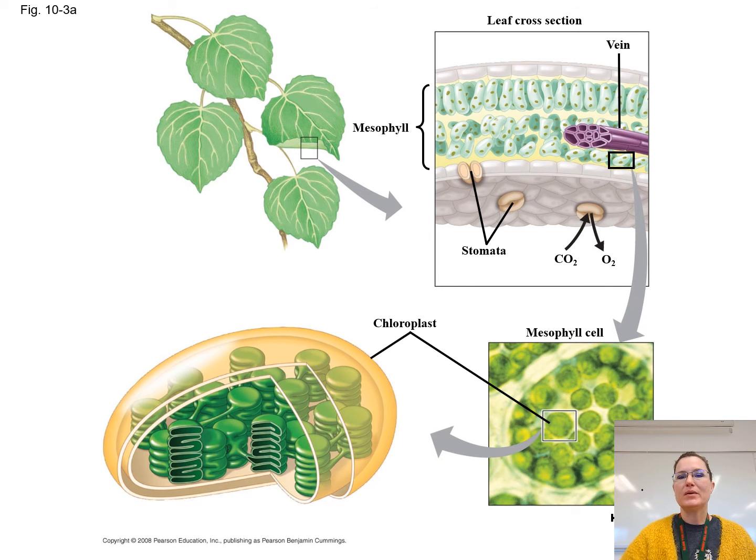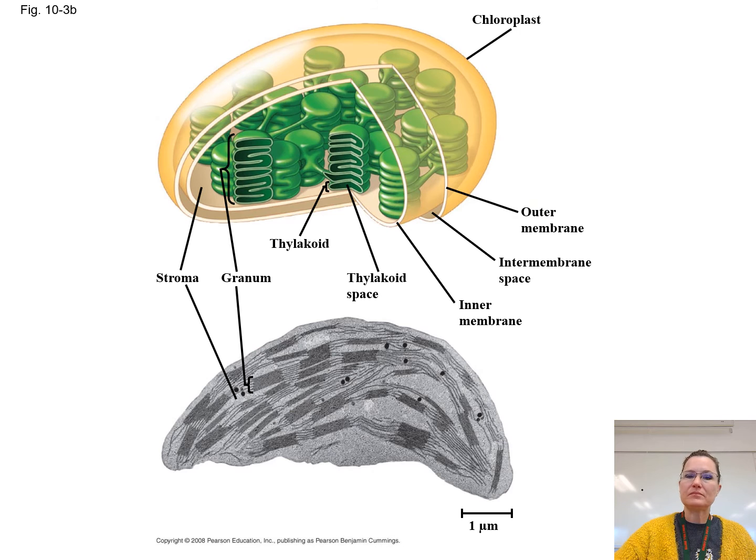Now we have a little picture of stomata, and then the mesophyll is the little area, and down at the bottom we have the thylakoids, which are the little stacks of green coins. The whole thing is called a chloroplast, and inside, what makes these things green is the chlorophyll. It's just an up-close picture.